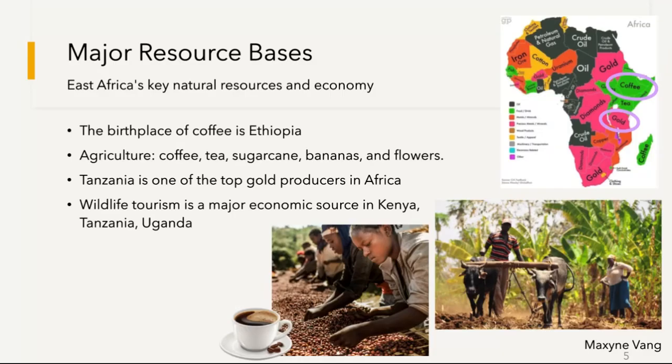Farmers grow crops like coffee, tea, sugar cane, bananas, and even flowers that are sold locally and internationally. Tanzania also stands out as one of the top gold producers in Africa, making it an important part of its economy. And of course, the most famous resource of East Africa is its wildlife. Countries like Kenya, Tanzania, and Uganda attract millions of visitors each year for safaris and national parks.